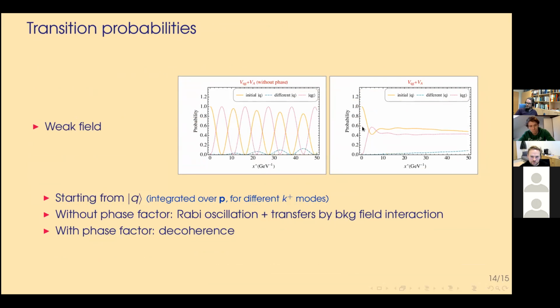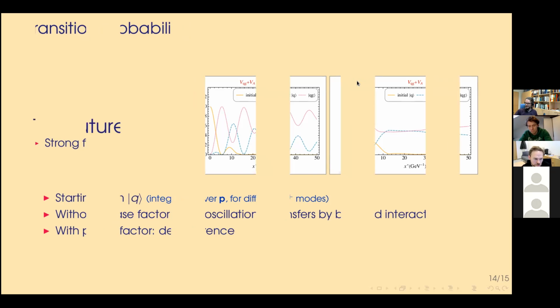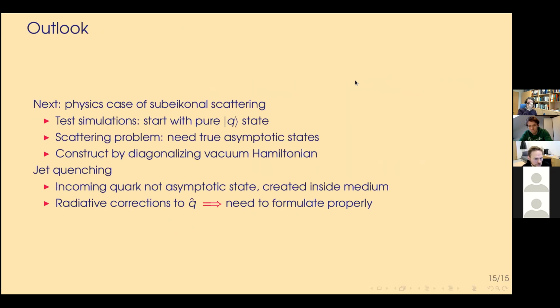So this is a relatively weak field. This is a much stronger field, where you see that pretty soon you're being kicked into some other total transverse momentum state. And then the probability of really staying in this initial quark state vanishes very fast. And even without the phase, because the background field is efficient, and with the phase, these oscillations are very efficient. Okay, so there are a couple of other plots in the paper looking at different things, but these are the ones that I wanted to show here.